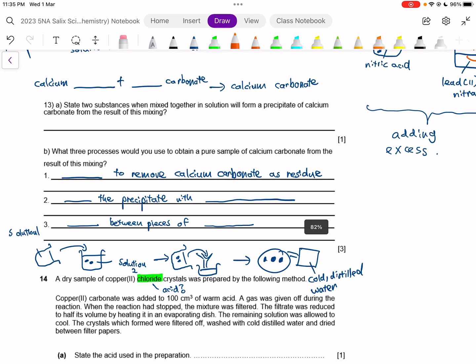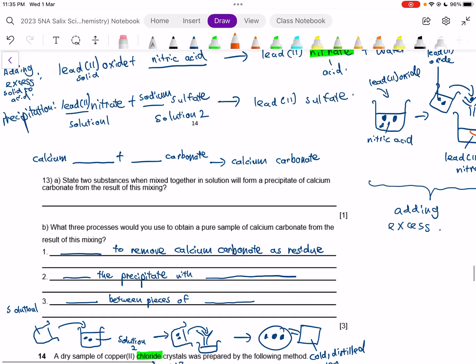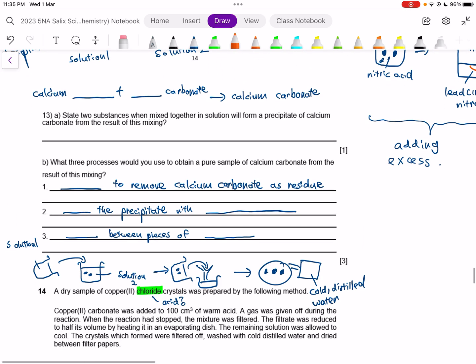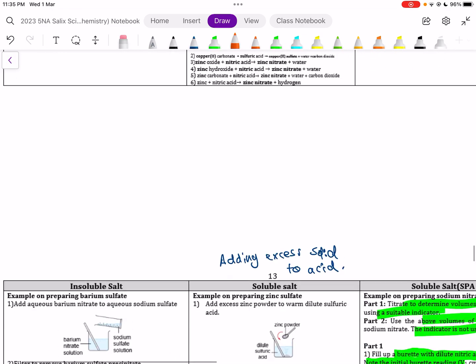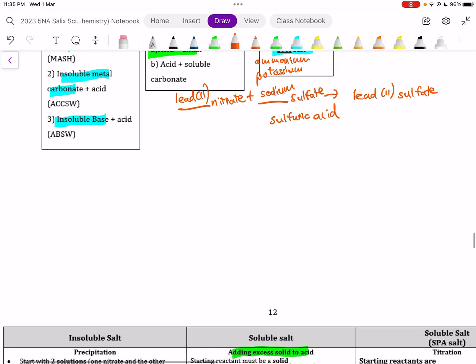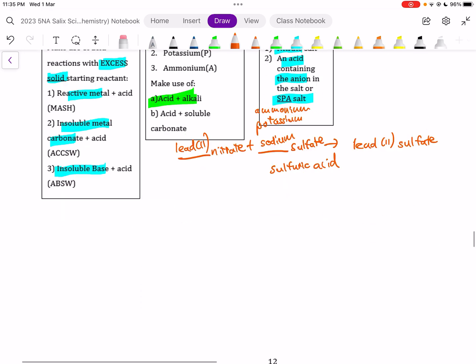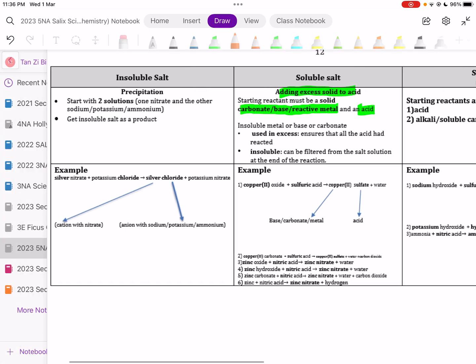Okay, let's take a look at this question. State two substances that, when mixed together, will form a precipitate of calcium carbonate. Same thing, we start with two solutions. Let me erase this. Because it says precipitation, it is back to the same old thing. For precipitation, you start with two solutions: one is a nitrate, the other one a spa salt.